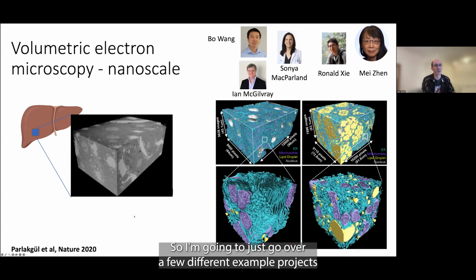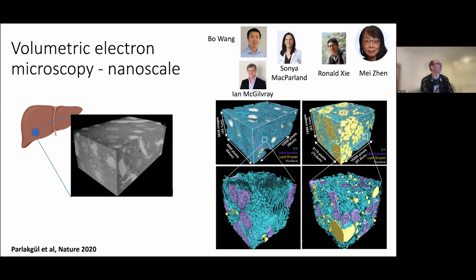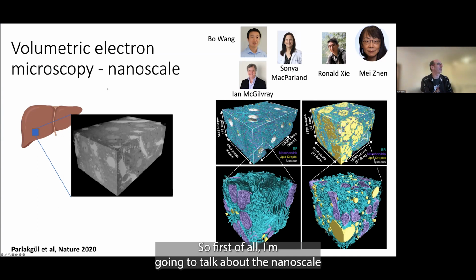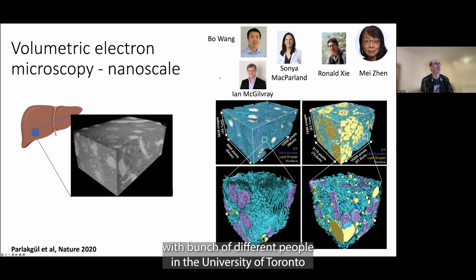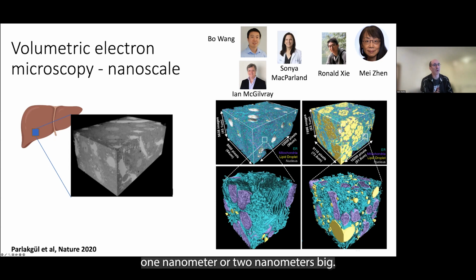Okay, so I'm going to just go over a few different example projects that touch this idea in a few different places. So first of all, I'm going to talk about the nanoscale of the human body. This is a project with a number of different people at the University of Toronto to try to understand the human liver at nanoscale resolution. So the pixels of these 3D images are like 1 nanometer or 2 nanometers big.